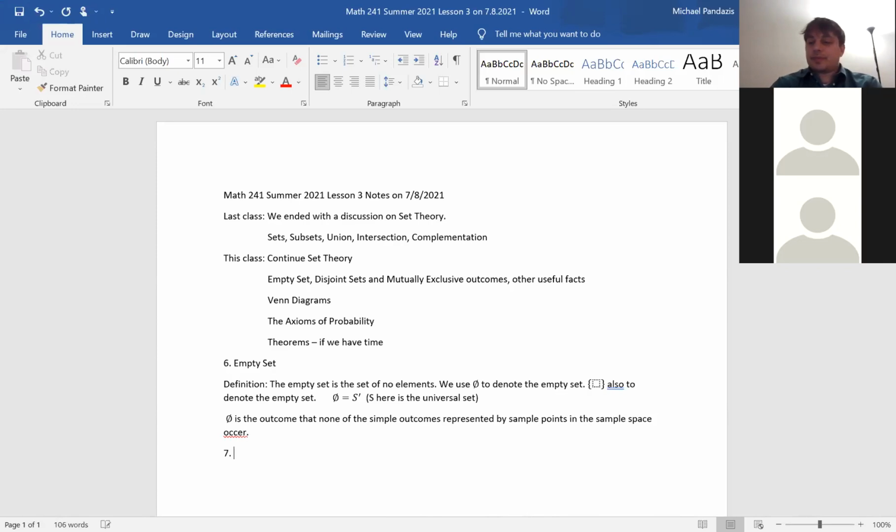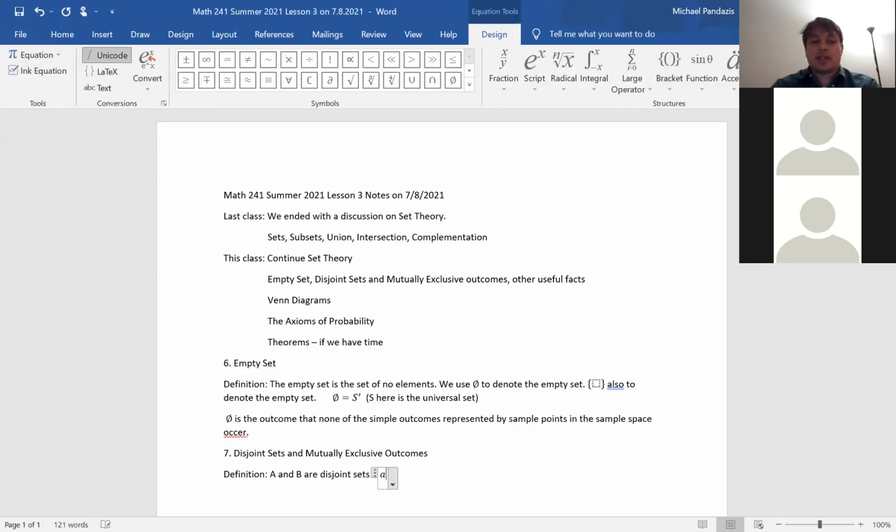7 is on disjoint sets and mutually exclusive outcomes. Now remember, an outcome is a subset of the sample space. The sample space is the set of all simple outcomes, and an outcome is any subset of the sample space. A and B are disjoint sets if their intersection is empty, is equal to the empty set.